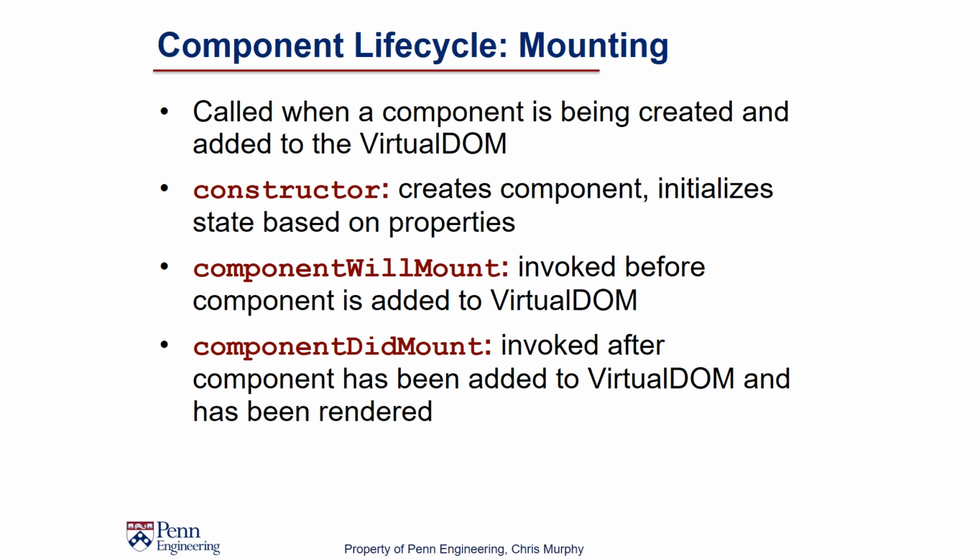The first part of the component's life is where it's being created, or as we say, mounted. We already saw the constructor, which is the function that's called when the component is created, and initializes the state potentially based on the properties. Then, before the component is added to the virtual DOM, the component willMount function is called. In this function, we can do any work that we want to do before we add it to the virtual DOM. Once it's added to the virtual DOM, then the render function is called, and then after that, component didMount is invoked, and at that point, the component can start accessing other parts of the virtual DOM.